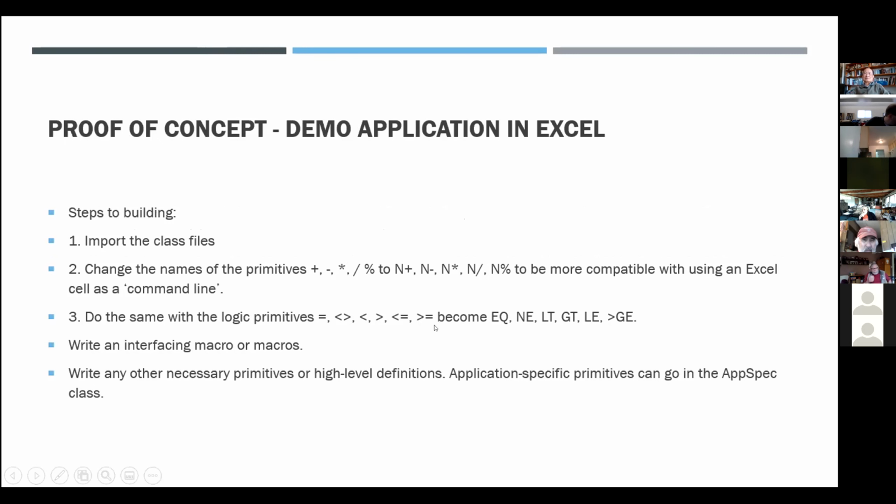So I have a proof of concept demo application in Excel. The steps to building: you import the class files. I changed the names of the primitives as I said I would. Do the same with the logic primitives. I wrote some interfacing macros, and then I wrote any other necessary primitives or high-level definitions. Application-specific primitives can go in the app spec class.